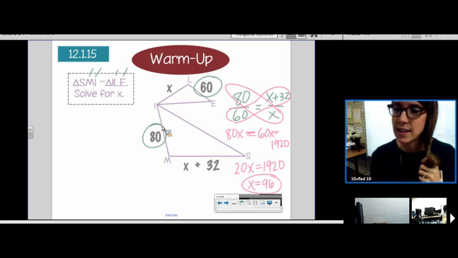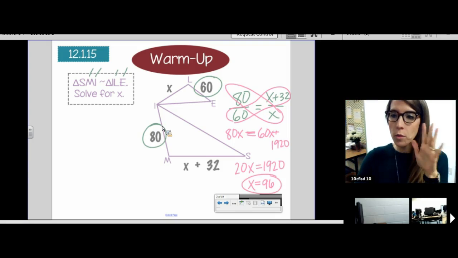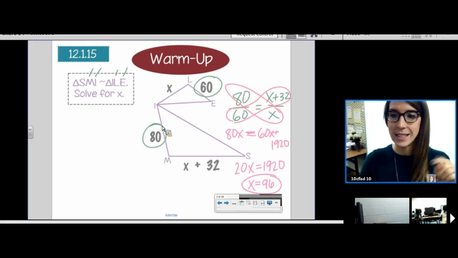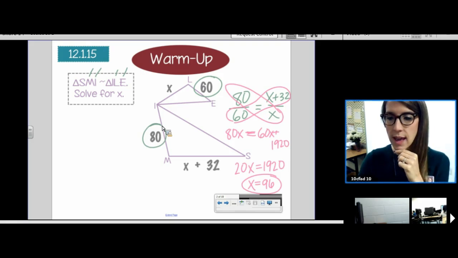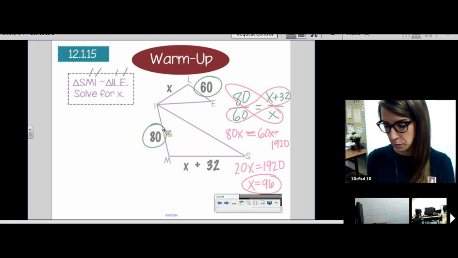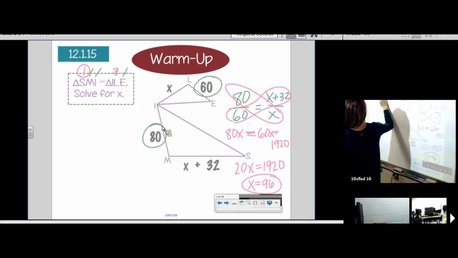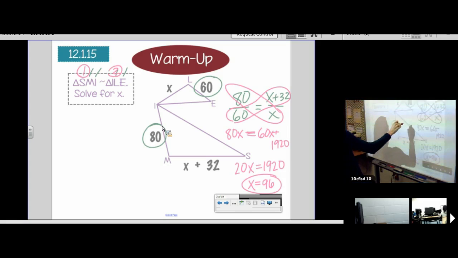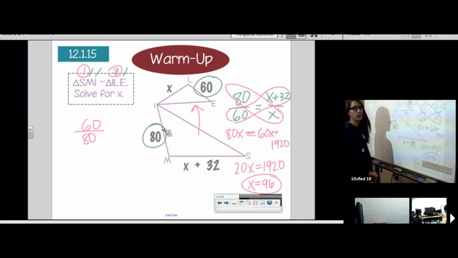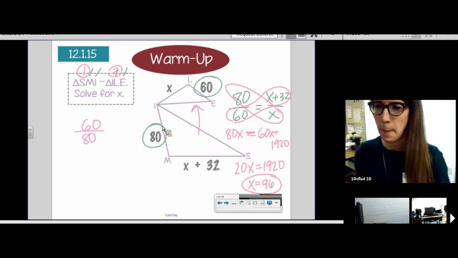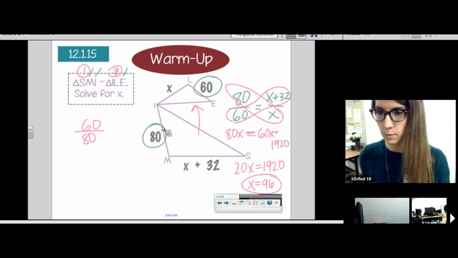Your quiz today will ask for scale factor quite a bit. What would be the scale factor from triangle SMI to triangle ILE? What would the scale factor be? If this is my first, and this is my second, from SMI to ILE, so we put second over first, right? So it'd be 3/4.